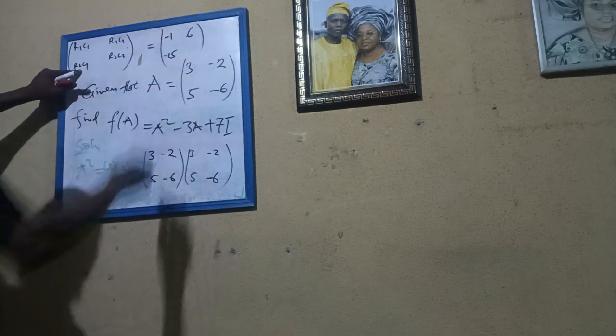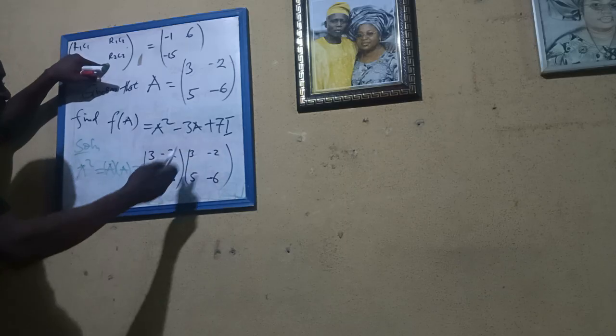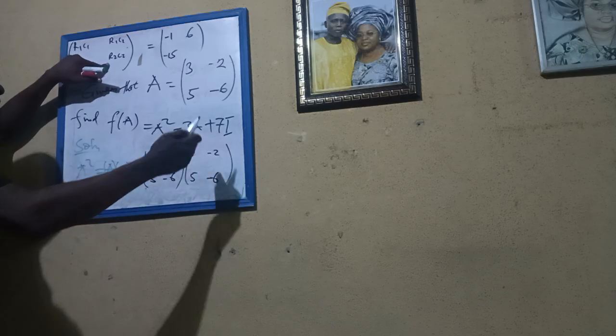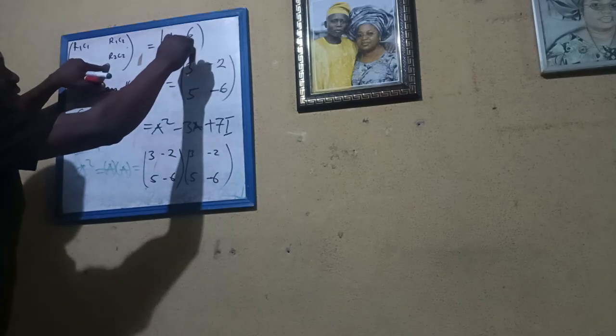Are we getting it? Now, here currently is row 2 column 2. Look at it, row 2 column 2, and that's going to give me what? 5 times minus 2 plus minus 6 times minus 6. 5 times minus 2 is minus 10. Minus 6 times minus 6 is 36. So that's 36 minus 10, which is going to be what? 26. So here is 26.